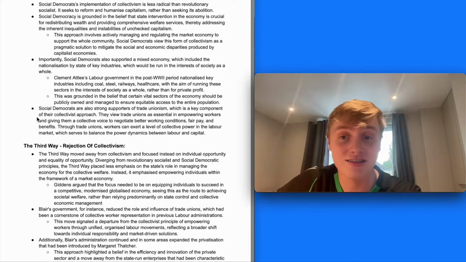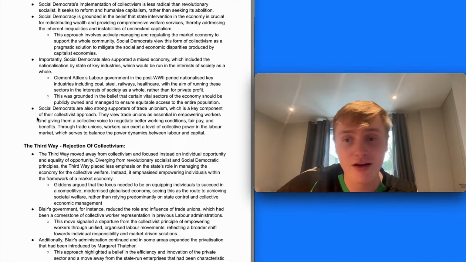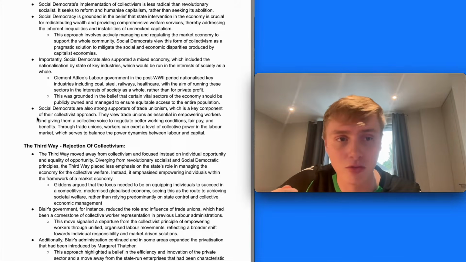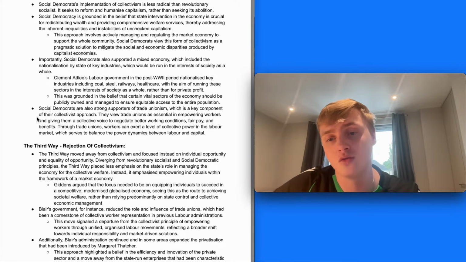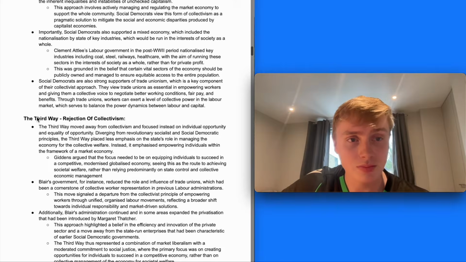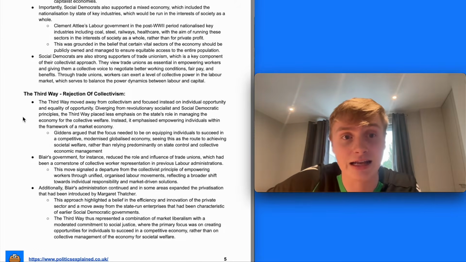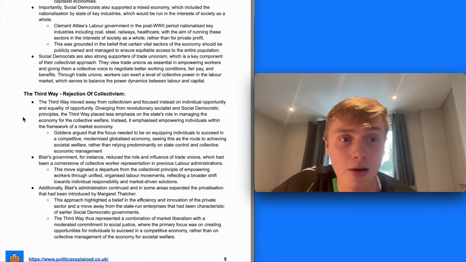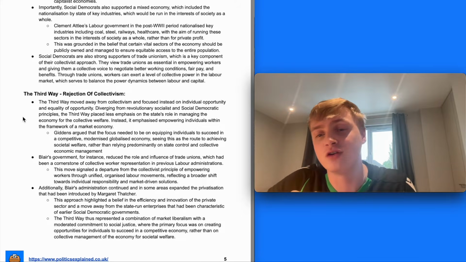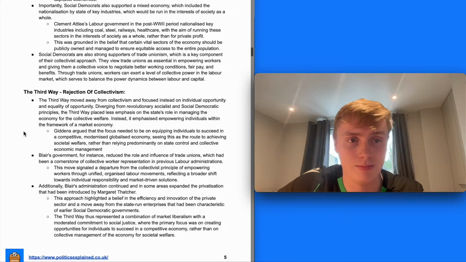So they support nationalisation of key industries that should be run in the interests of everyone, rather than in the interest of profit, such as, in the post-World War II period in Britain, the nationalisation of coal, steel, railways, healthcare, and other industries. And crucially, they're also strong supporters of trade unionism, which is a key element of their collectivist approach. They see trade unions as essential in empowering workers and giving them a collective voice to negotiate better working conditions within the capitalist economy.